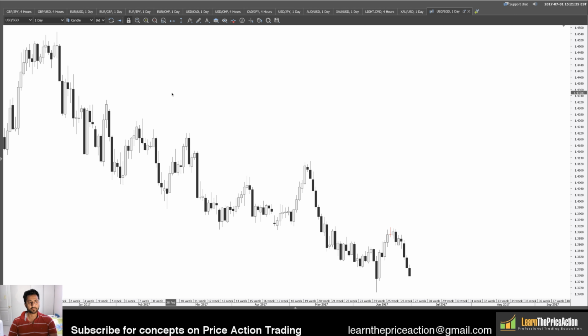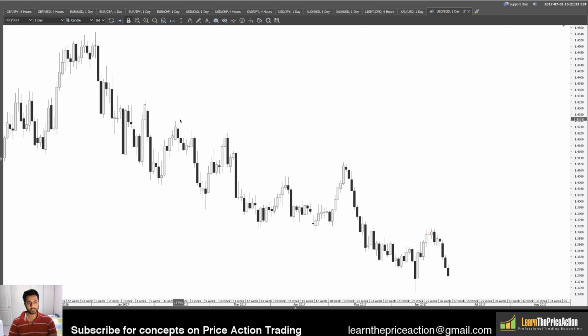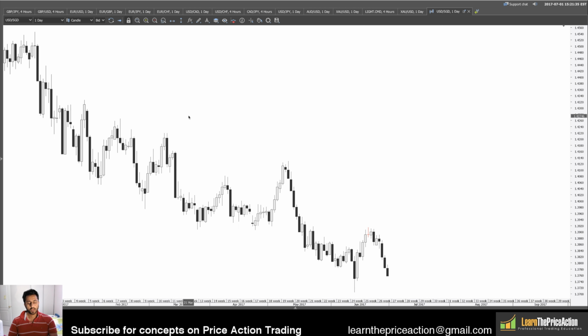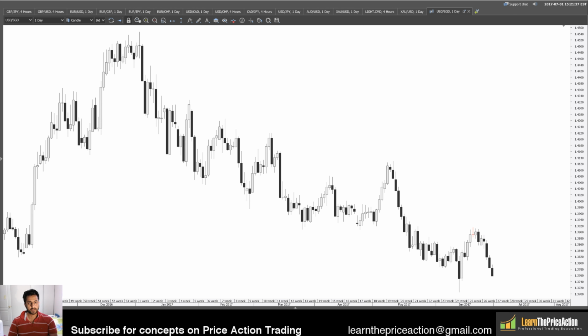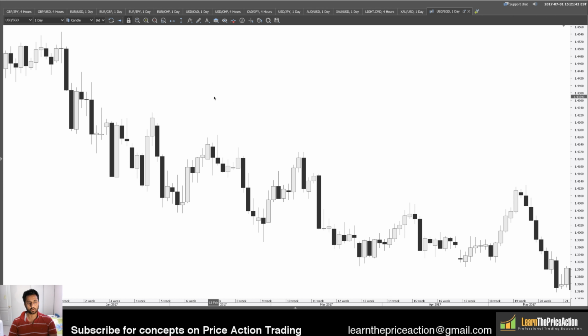So I have in front of me the US dollar, Singapore dollar chart, and I'm looking at a daily chart. As you can see right here, the trend is kind of coming down. I'll explain how I would have traded these trades, and that's how you would trade as well.